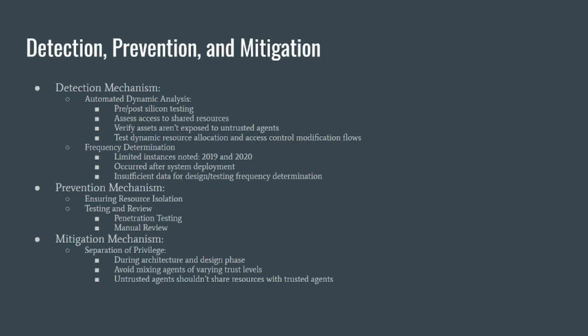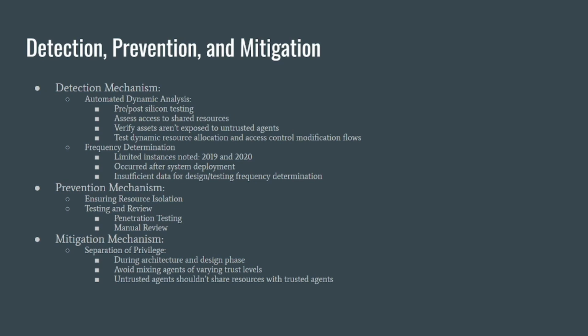Detection, prevention, and mitigation are definitely possible for this weakness. One detection mechanism is automated dynamic analysis. This happens pre-silicon or post-silicon. Test access to shared systems, resources, memory ranges, control registers, etc., from untrusted software to verify that the assets are not incorrectly exposed to untrusted agents.